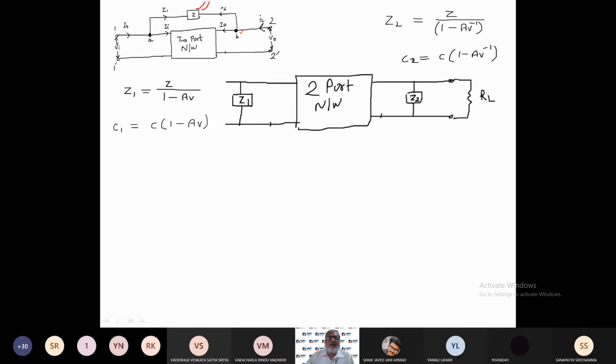Okay, now same way at the output side, if this Z is resistive in nature, then this Z2 will be expressed by this expression, Z by 1 minus AV inverse, right? This is voltage gain inverse. So see the difference. In Z1, we will take the voltage gain, and in Z2, we will take the inverse of the voltage gain. Only this difference is there. And if this Z is capacitive, then at the output side, you have to connect one capacitor, C2. Its value will be C into 1 minus AV inverse, just like this, right? Only difference is in place of this AV, you have to use AV inverse.